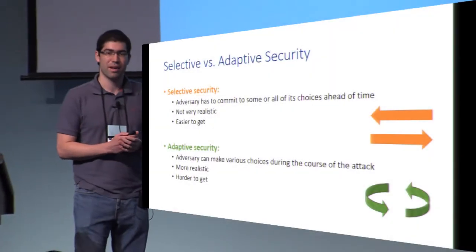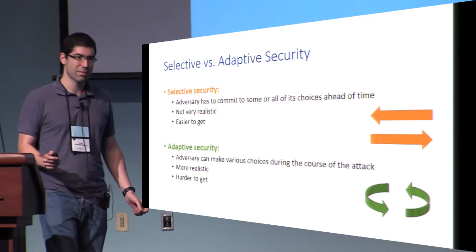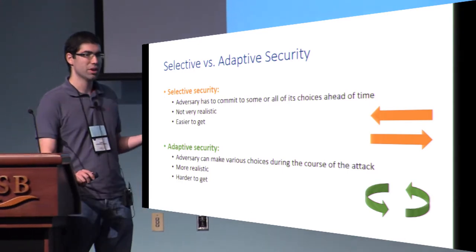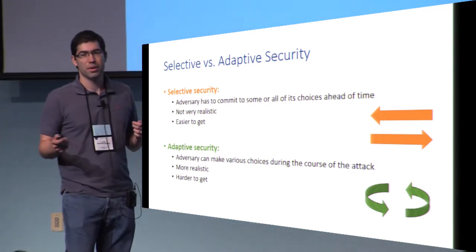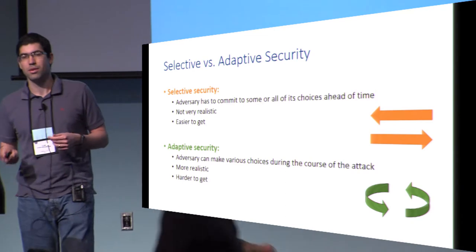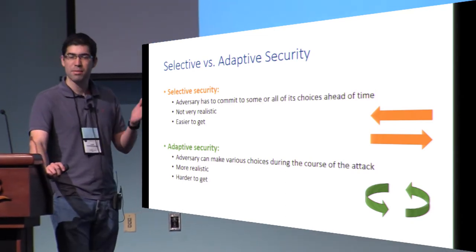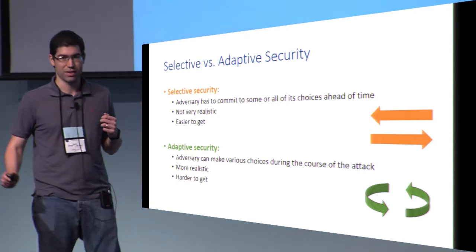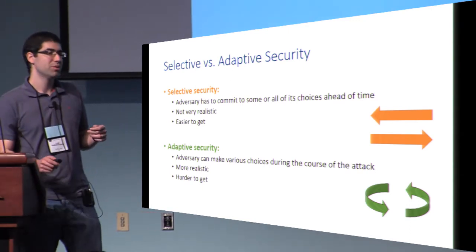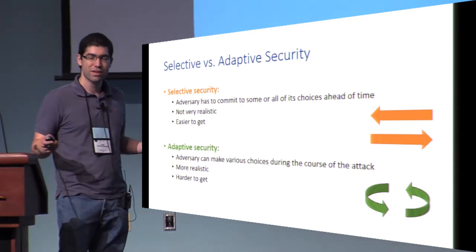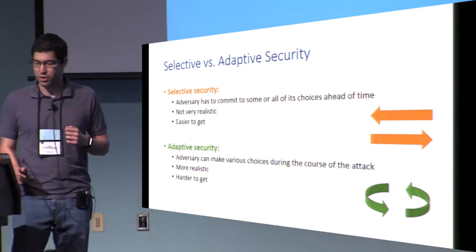So this talk is about the gap between selective and adaptive security in various cryptographic protocols. As we all know, selective security is the notion of security in which we require that the adversary commits to some or all of its choices ahead of time, before seeing either the public parameters or other features of the construction. Whereas the adaptive notion allows him to make all his choices adaptively as the protocol continues. This is, of course, much more natural, but usually much harder to achieve.